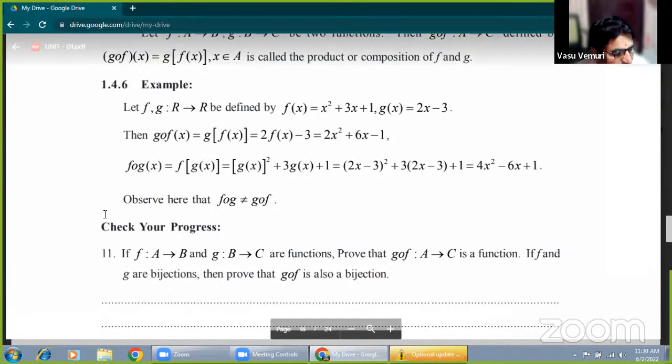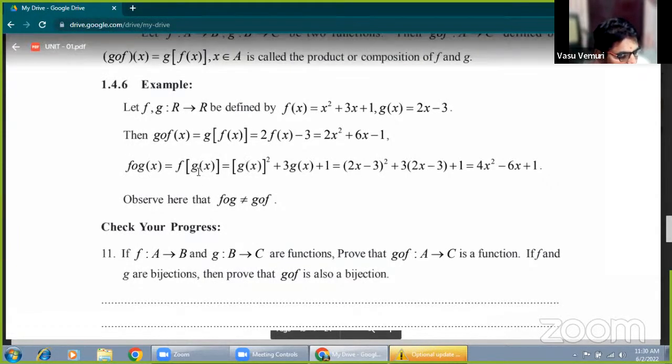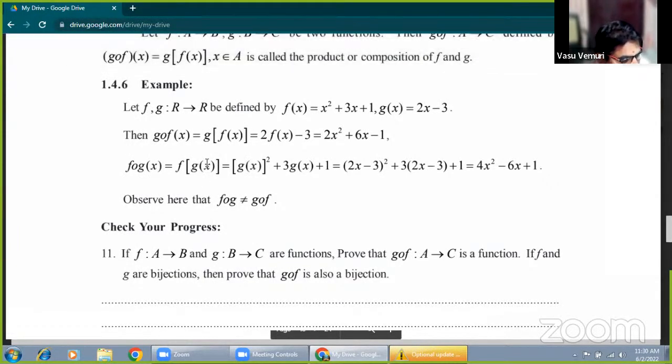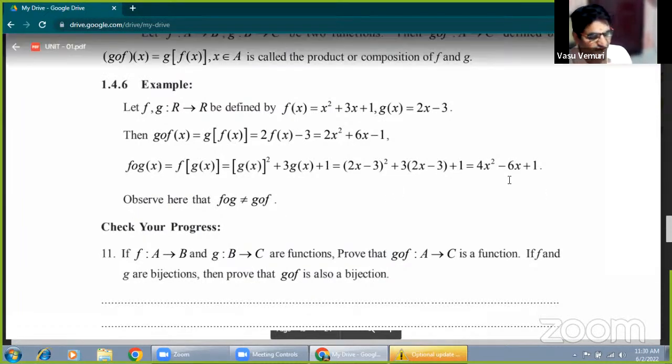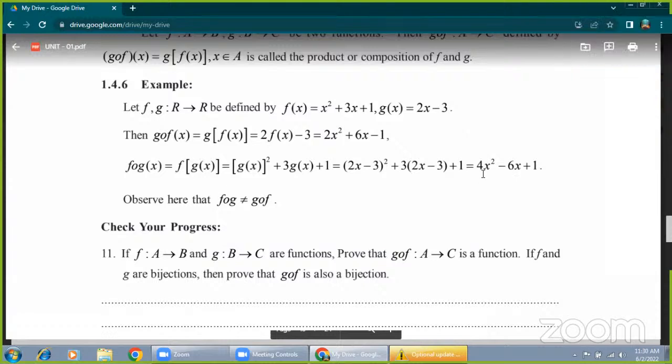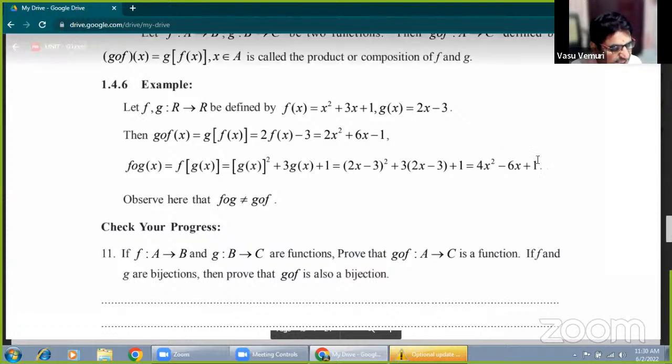In the same manner, f circle g of x. What is the product here? F of g of x. F of g of x means replacing x by 2x minus 3, so 2x minus 3 whole square plus 3 into 2x minus 3 plus 1. That is the relation of f of g of x. After the simplification, we get the result 4x square minus 6x plus 1.